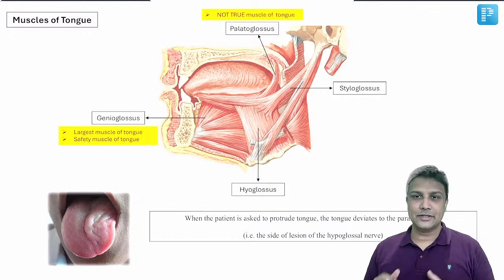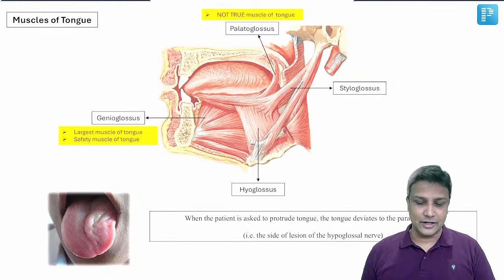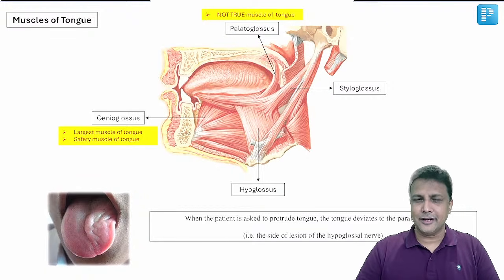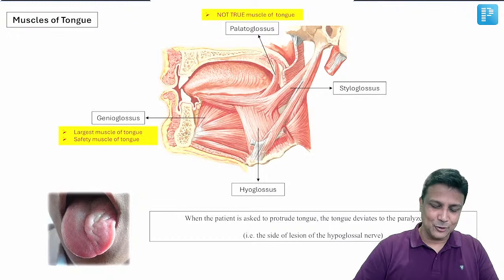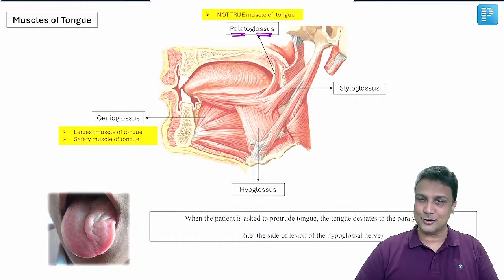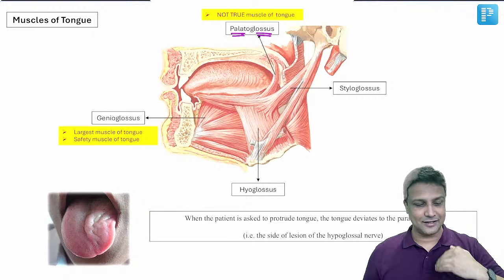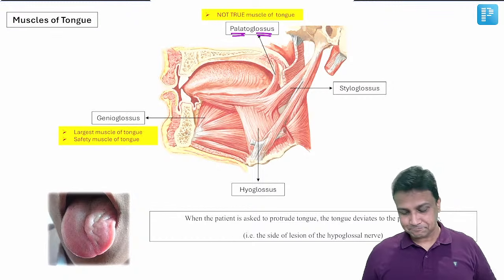Now out of all the muscles of the tongue, which is not a true muscle of the tongue? That will be palatoglossus. And it is very easy to remember, it is written in its name itself: palatoglossus. It is a muscle of the palate also and a muscle of the tongue also. So it is not a true muscle of the tongue. It is a muscle of the palate as well as the tongue, palatoglossus.